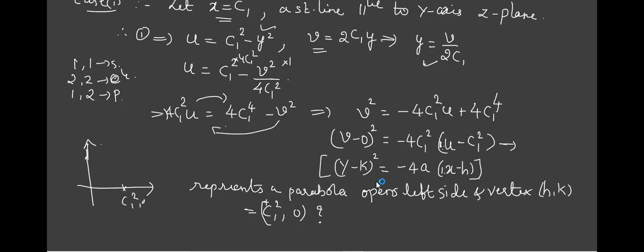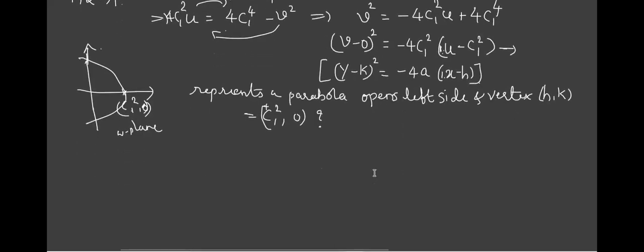So what is happening now: when you take a line x equal to c1 in the z plane, in the w plane you are getting a parabola. Where is it opening? Left side. It faces left, and this is the vertex. Are you getting a little rough idea regarding this? If this part is clear, then the second case is also similar. You can understand it.